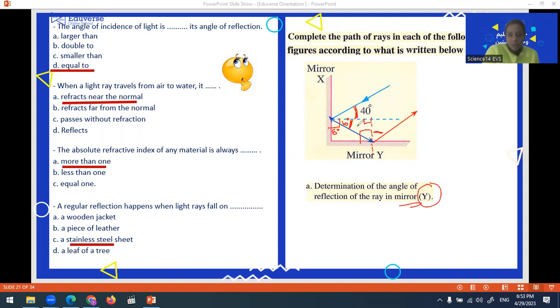I can find it from here. If I have 40, and this angle would be equal to 40 plus 90. And what is the summation of the angles in this triangle? It will be 180. So this is a very easy way. 40 plus 90, both of them equal what? Okay. And the value I will subtract from 180.